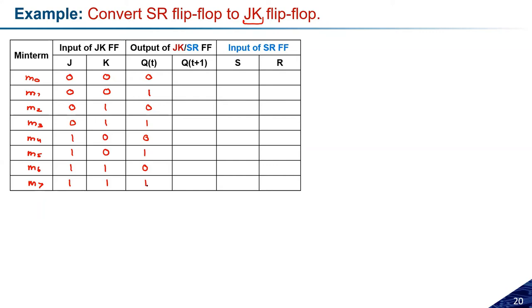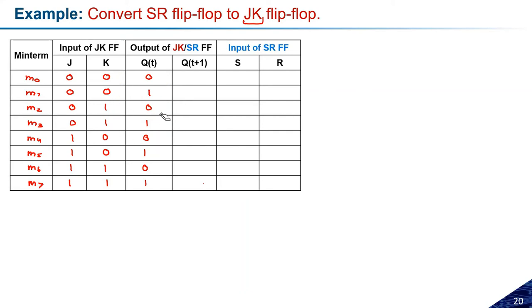What this table indicates is that J and K, both the inputs, are zero, but there are two possibilities for this case: QT can be zero or QT can be one. Second, J and K are zero and one respectively. In this case, we again have two possibilities: QT can be zero or QT can be one. So considering these things, we need to prepare these tables.